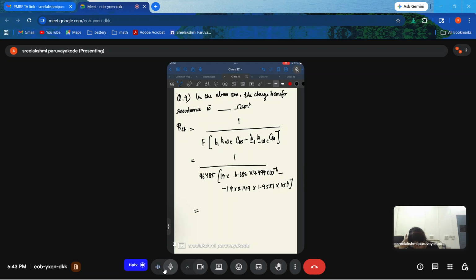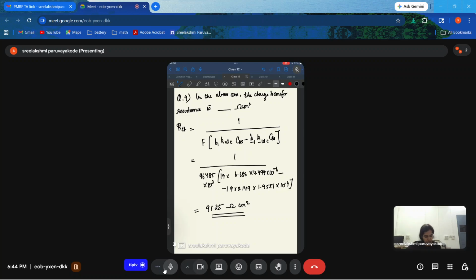Yeah. So I'm getting 9,125. Okay. So this is the value I'm getting. This is in ohm centimeter square. So this is the value I'm getting. Okay. Now let me move on to the next question.